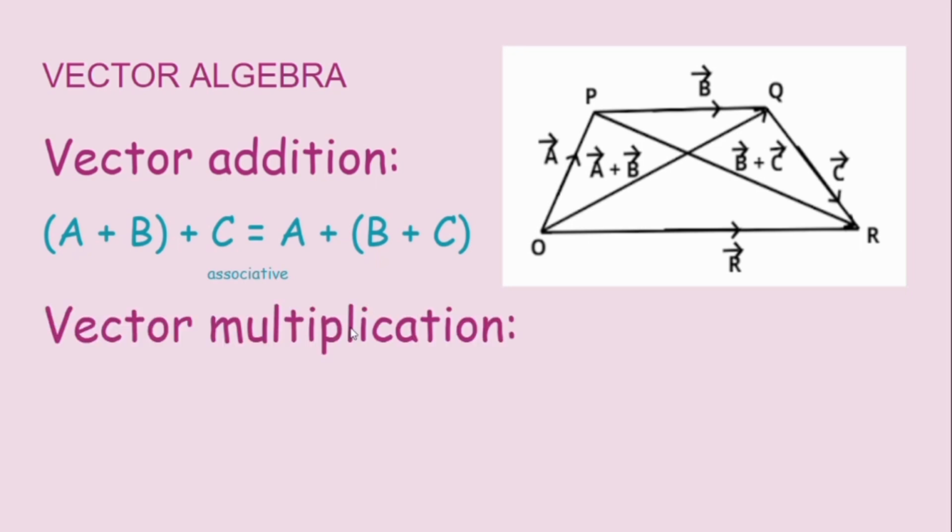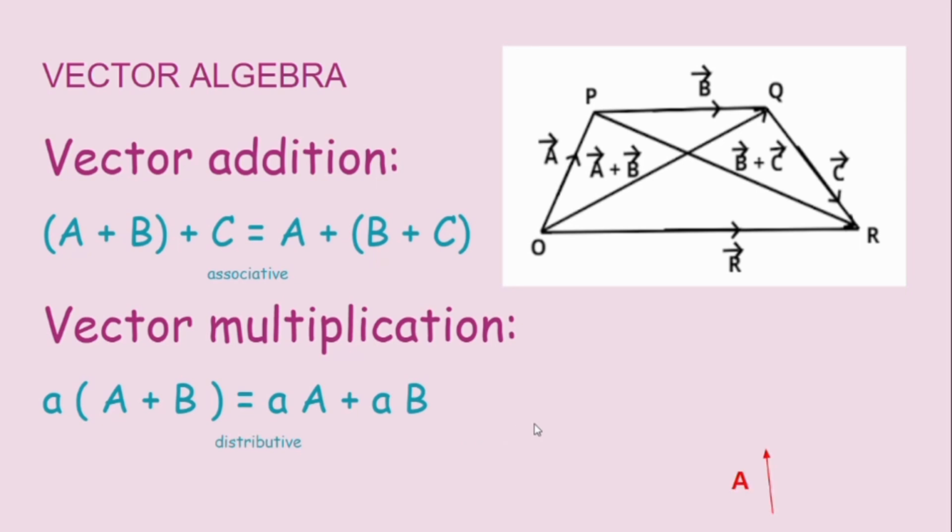Now we will see vector multiplication. Vector multiplication includes scalar multiplication, dot product and cross product of the vectors. Firstly, we will see scalar multiplication. We can multiply a scalar with the sum of two vectors, and we can also multiply a scalar with the vectors separately and then add up the two vectors. We can see this is a distributive law.